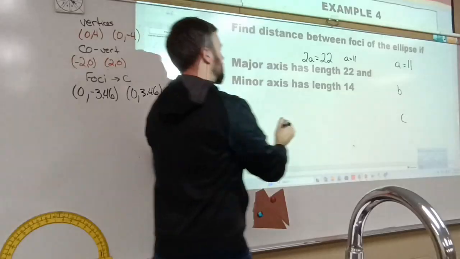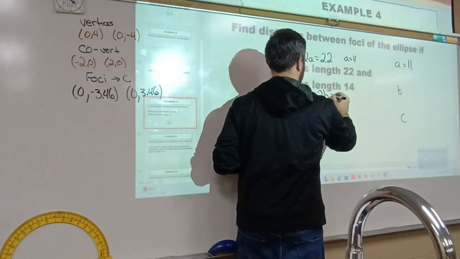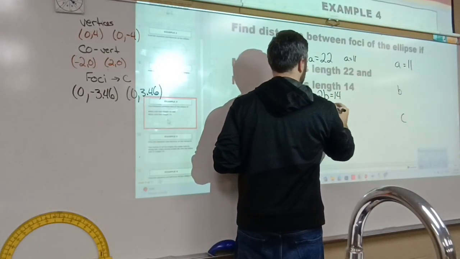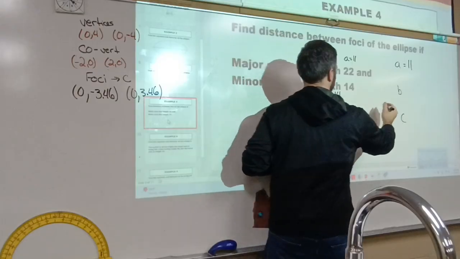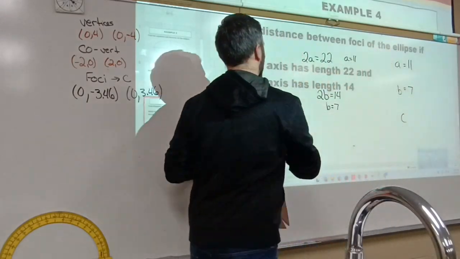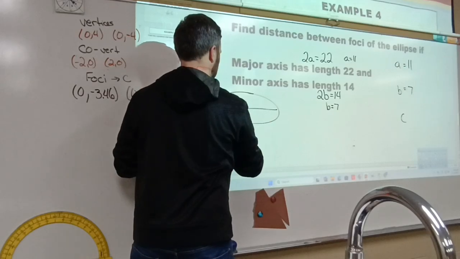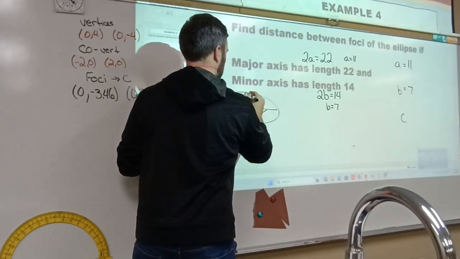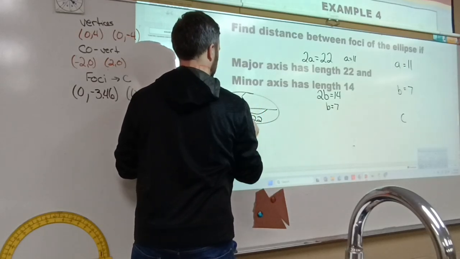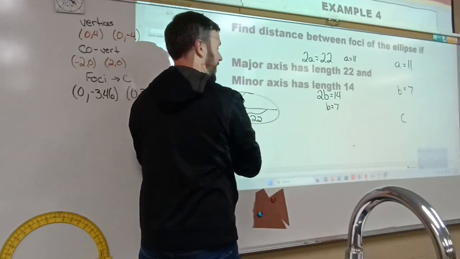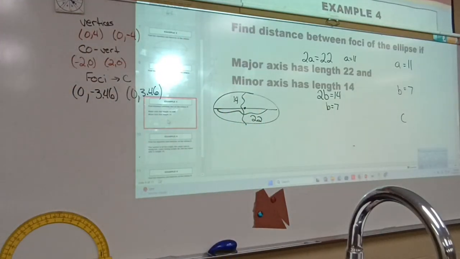The minor axis, that's 2B. So B would be 7. And if you want a visual representation, this is what I would think about it as. If this length is 22 and this length is 14, you're finding half of each, right? That's all you're doing. I'm not a formula guy.